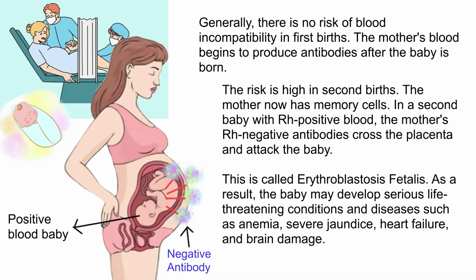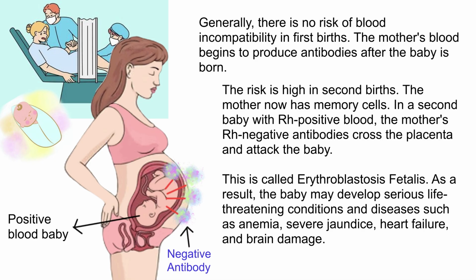The mother's blood begins to produce antibodies after the baby is born. The risk is high in second births. The mother now has memory cells. In a second baby with Rh-positive blood, the mother's Rh-negative antibodies cross the placenta and attack the baby. This is called erythroblastosis fetalis.